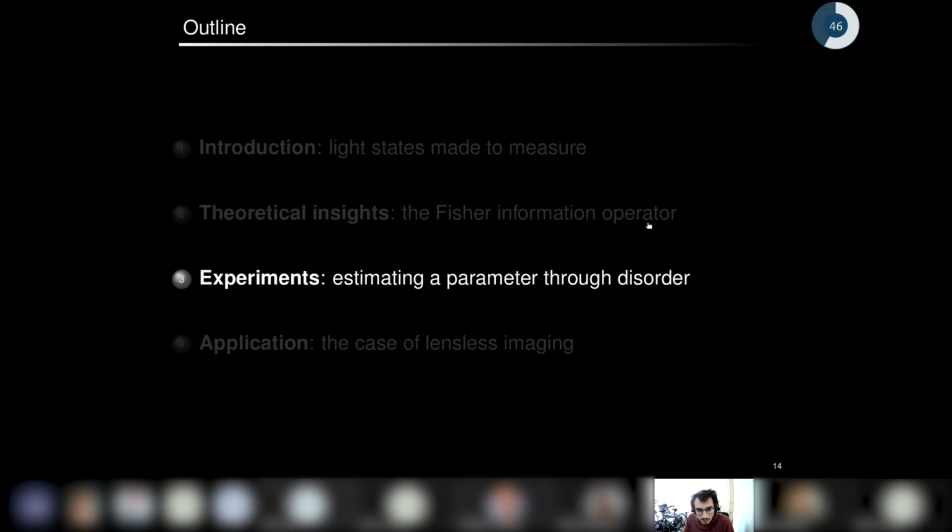Okay, now I will explain how this translates into experiments, so how to use this theoretical formalism in order to perform precise measurements with a limited number of input photons.